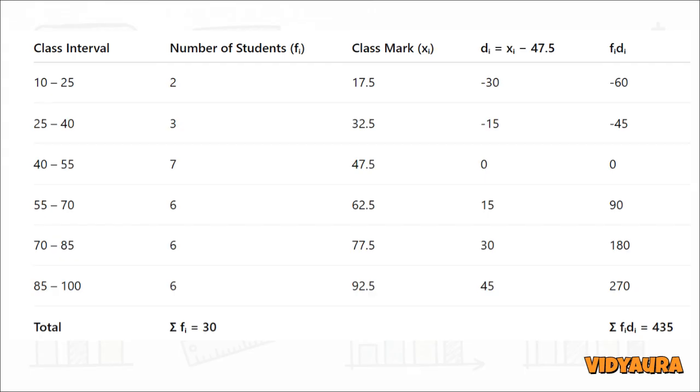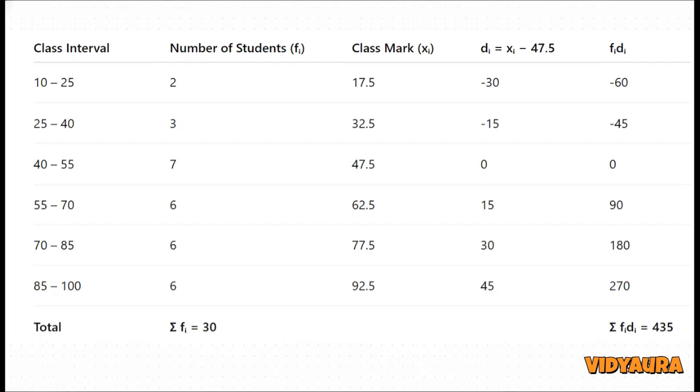So, for the first row, that's 17.5 minus 47.5, which is negative 30. For the second row, 32.5 minus 47.5 is negative 15. And check this out. For the row we picked, 47.5 minus 47.5 is 0. That's a nice little shortcut.